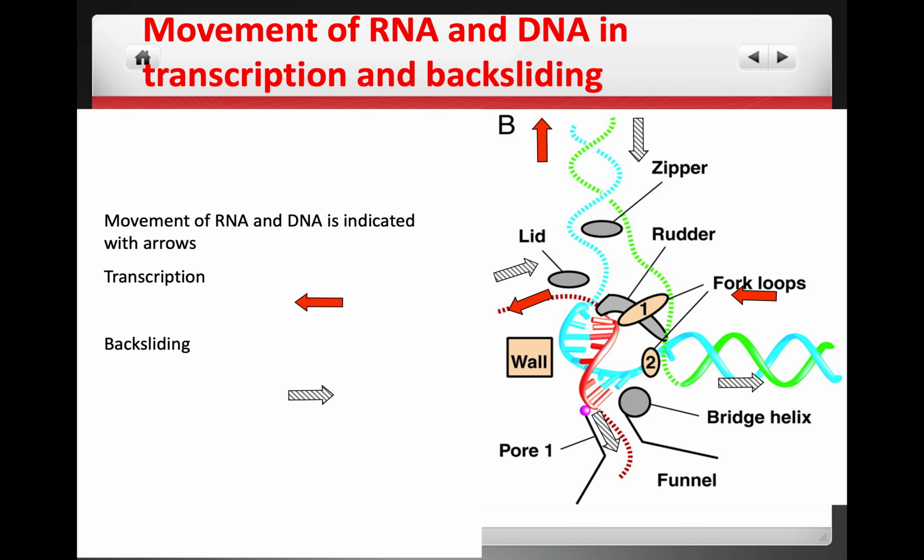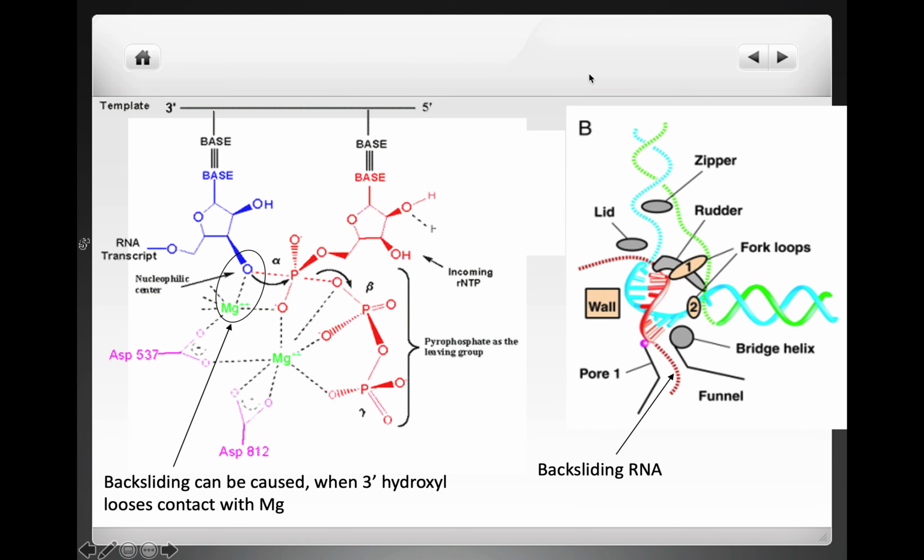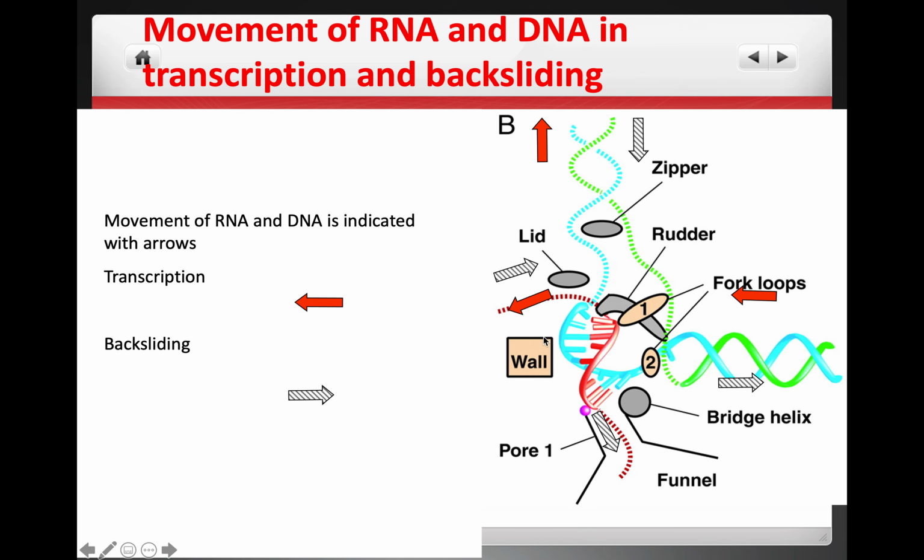Just imagine that, and hopefully you can get what happened here. This shows the movement of RNA and DNA in transcription and also backsliding, indicated by the red. Transcription should move this way, but in the case of backsliding, it moves backwards. So what causes backsliding? A few causes, which we will cover next week onwards.